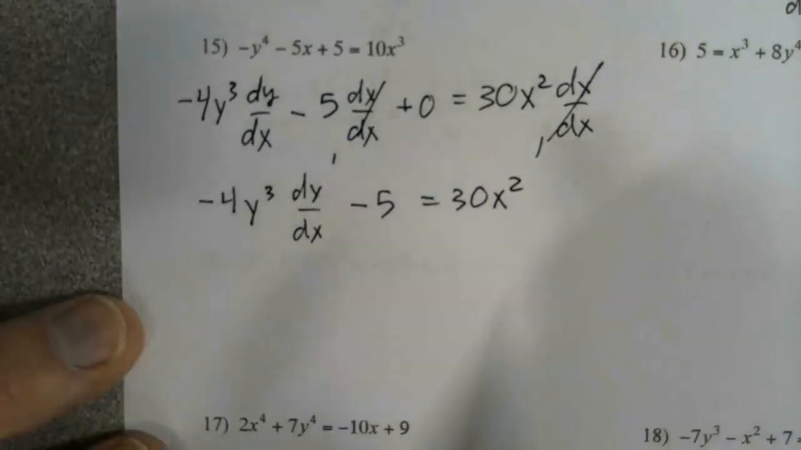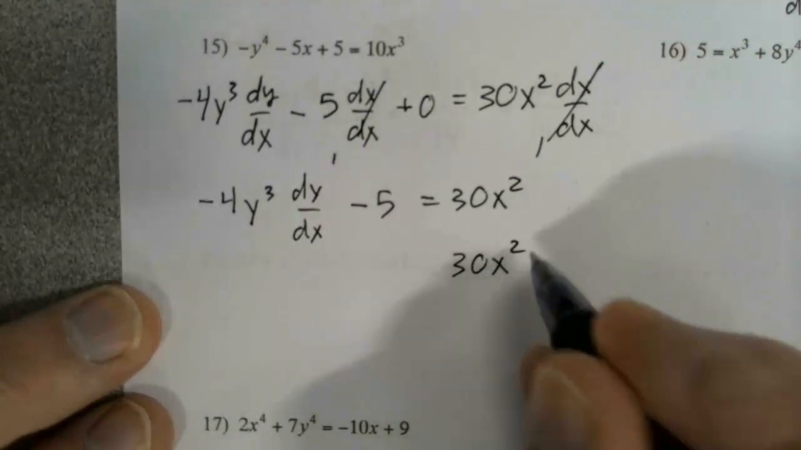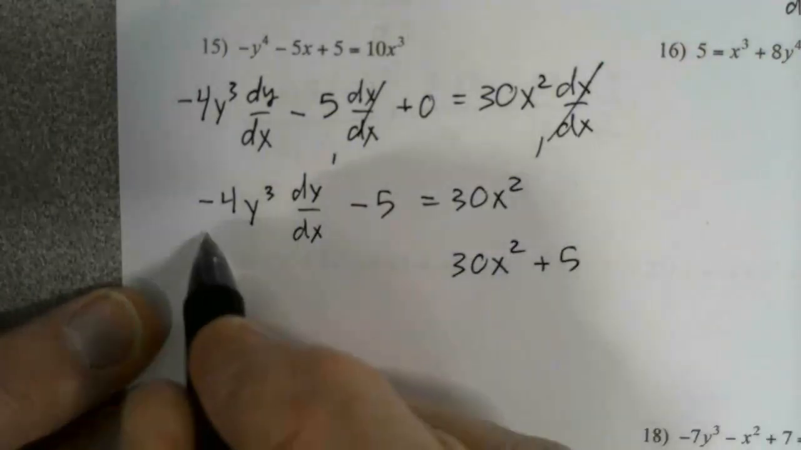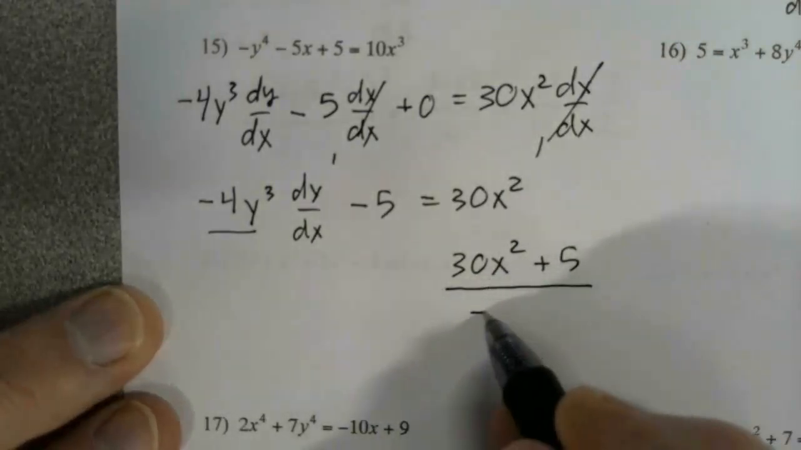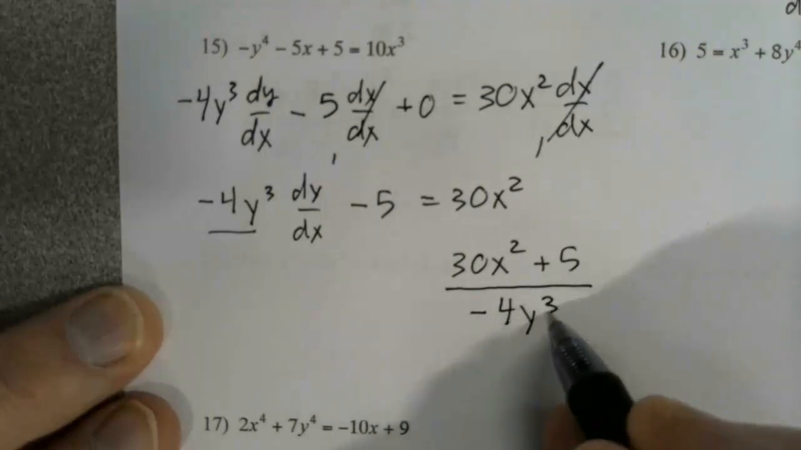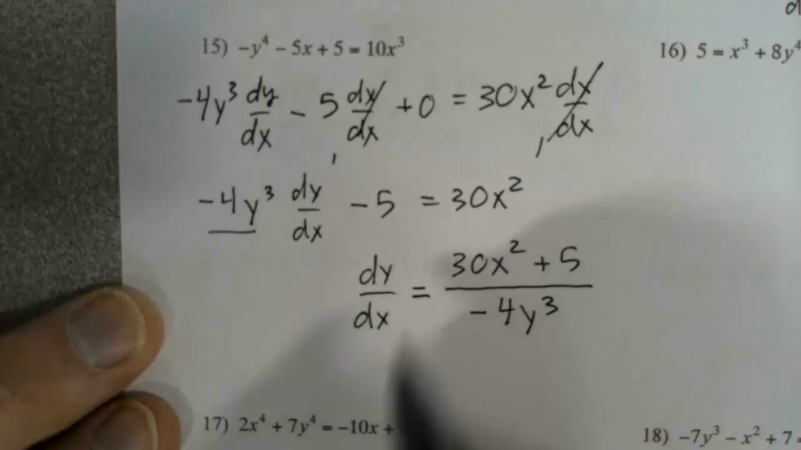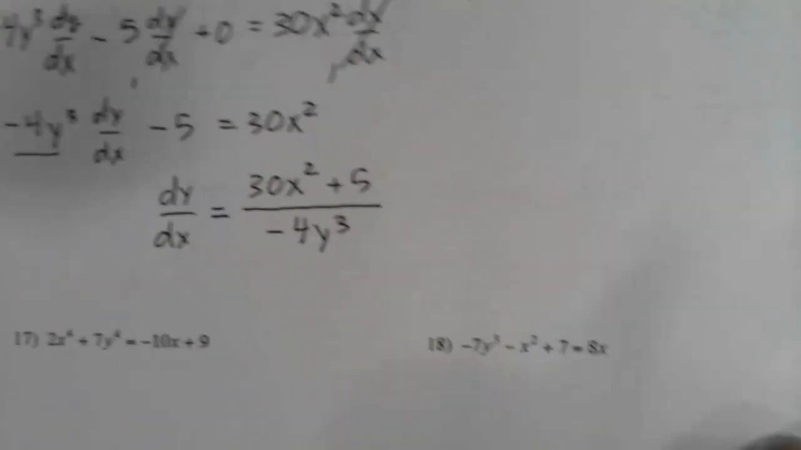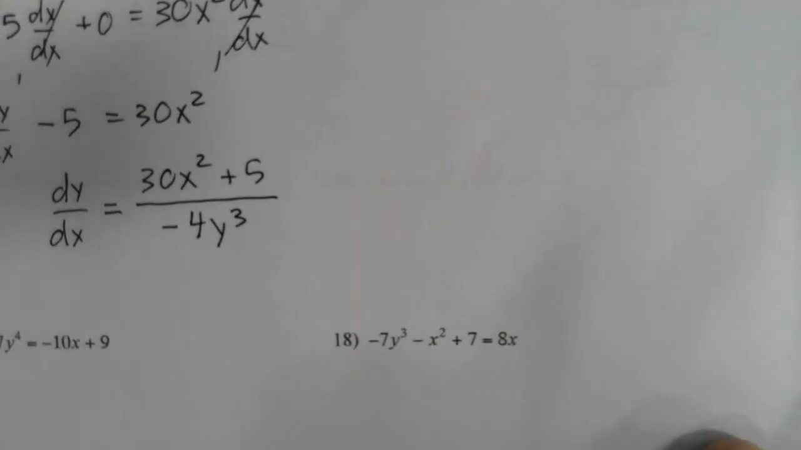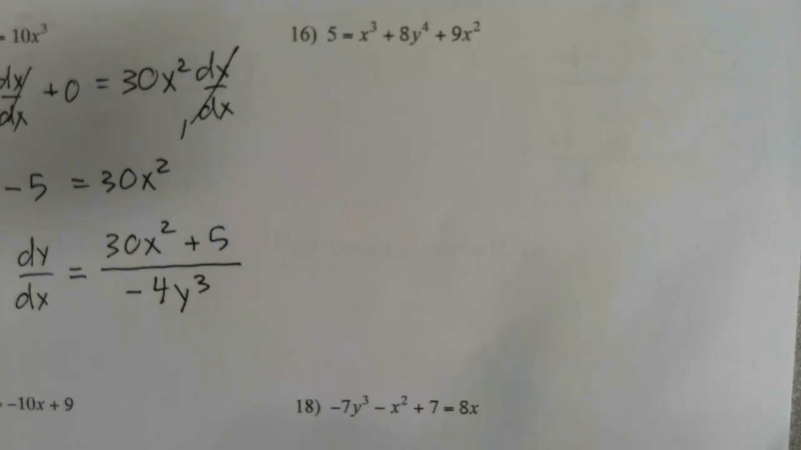So I can move the negative 5 to the other side. That becomes 30x squared plus 5, and then I'm going to divide by the negative 4y to the third. So divide by negative 4y to the third, and that is my dy/dx. So let's try 16. So there is 16. Let's give this a try.